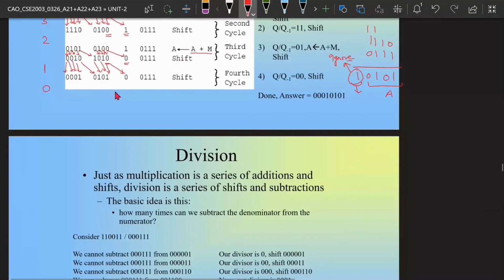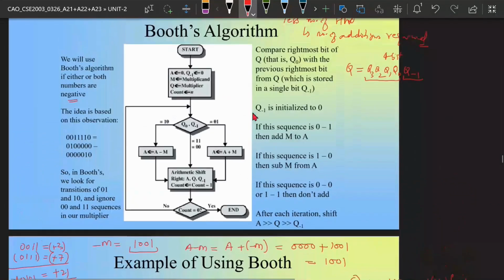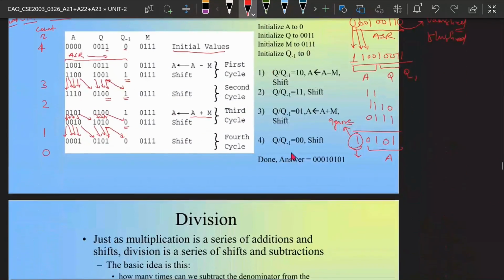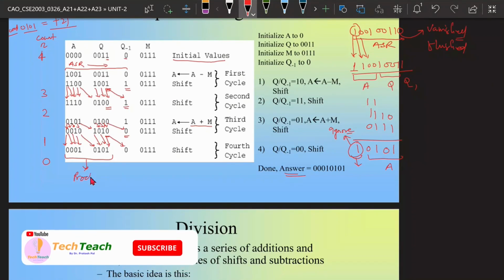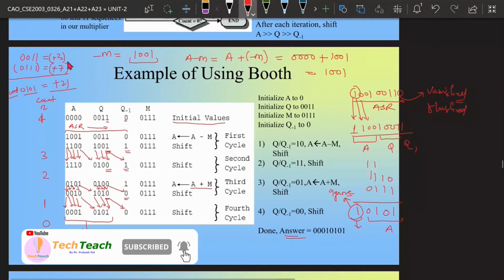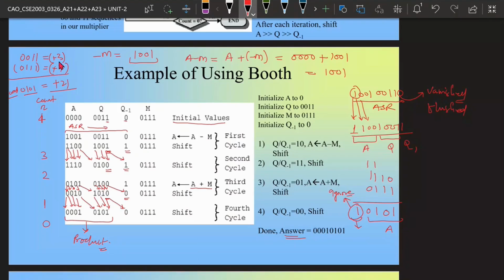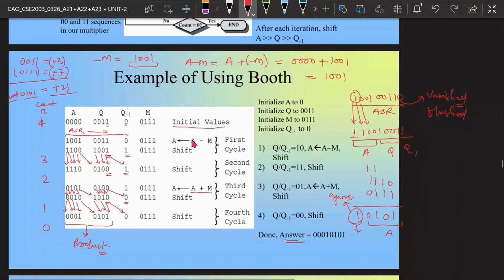So once it is the end of the operation, whatever result is stored in A and Q will be the result here. So after multiplication, the result will be like this one. The A and Q value will be the result. Similarly, you will do it for negative numbers also. Any of the numbers you can take as negative and do the multiplication, the result will come out correct. So this is the basic of Booth's algorithm.